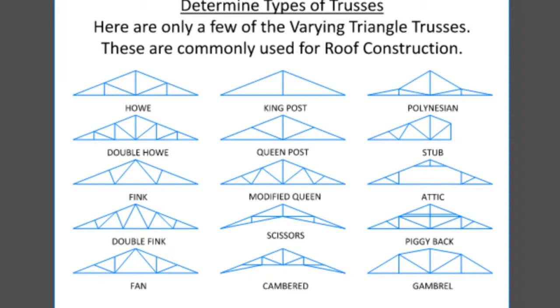To begin, let's determine types of trusses. Here are only a few of the varying triangle trusses. These are commonly used for roof construction. These include the Howe truss, the double Howe, the Fink, the double Fink, the fan, the king post, the queen post, modified queen, scissor truss, the cambered truss, Polynesian, stub, attic trusses, piggyback truss, and the gambrel truss.